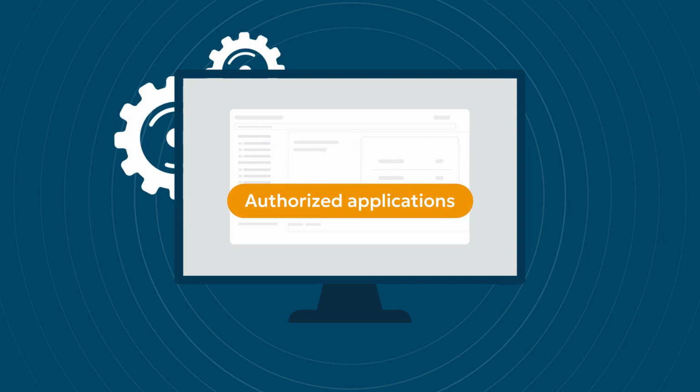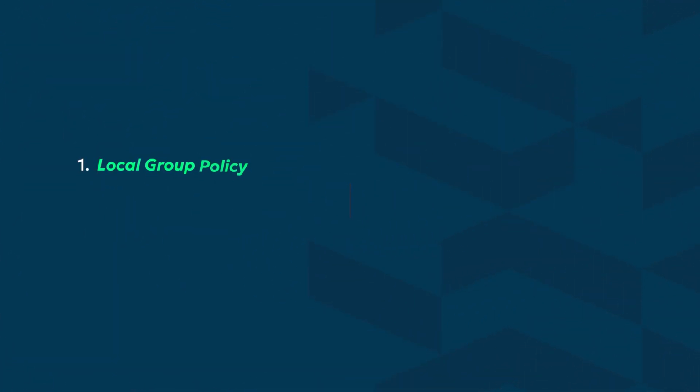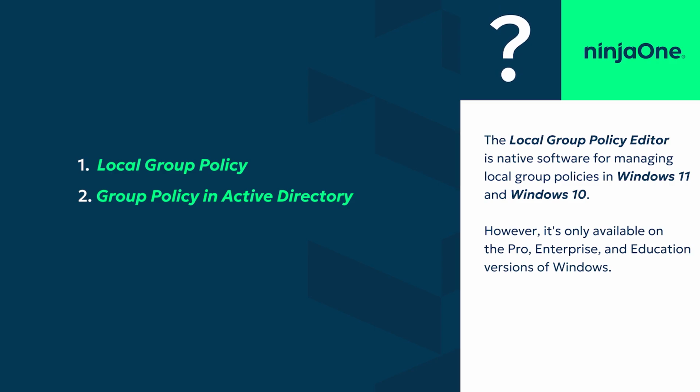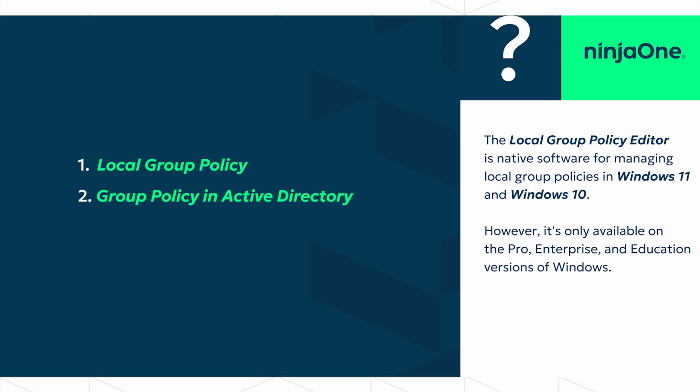A group policy can be either of the following: local group policy, applied only to the specific device it is configured on, or group policy in Active Directory, used to centrally manage multiple devices across an enterprise environment. The local group policy editor is native software for managing local group policies in Windows 11 and Windows 10. However, it's only available on the Pro, Enterprise, and Education versions of Windows.